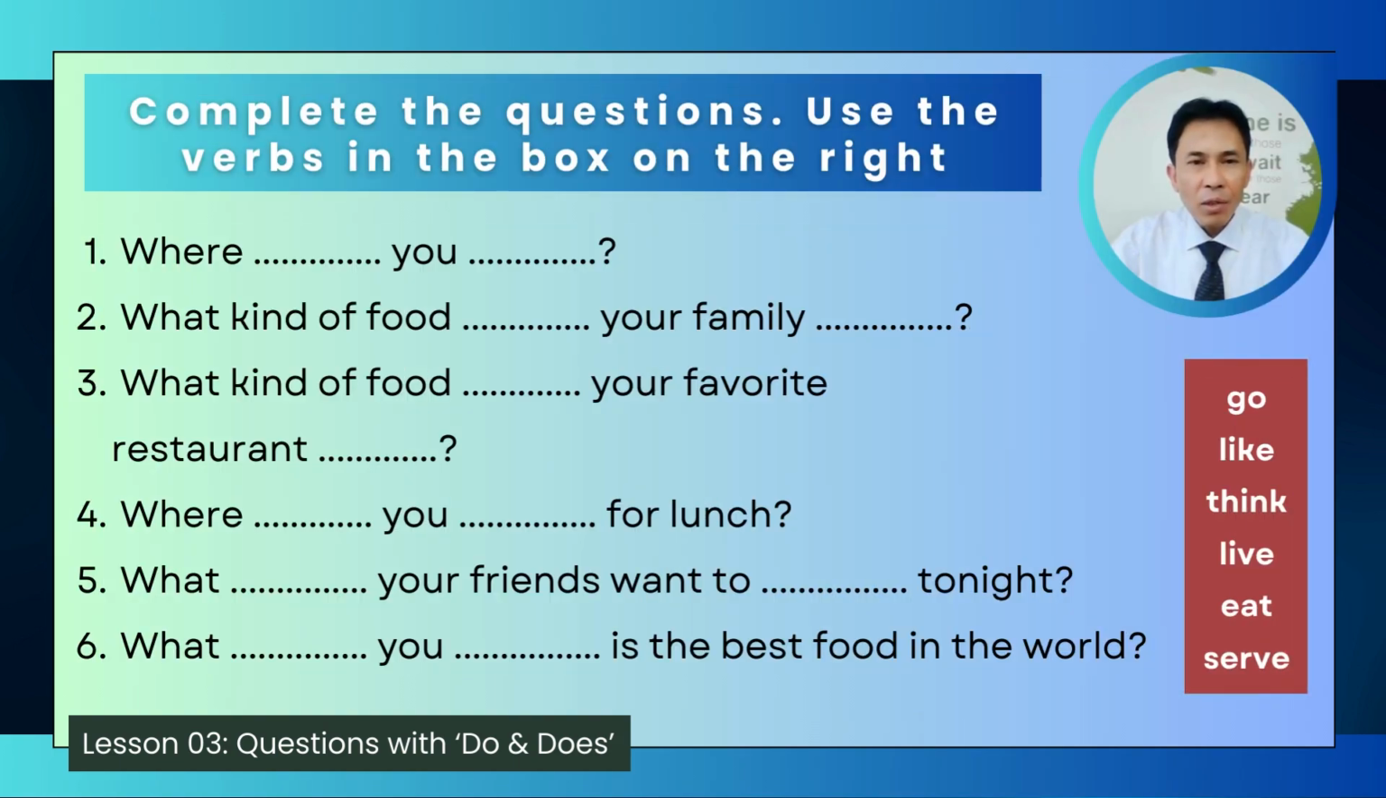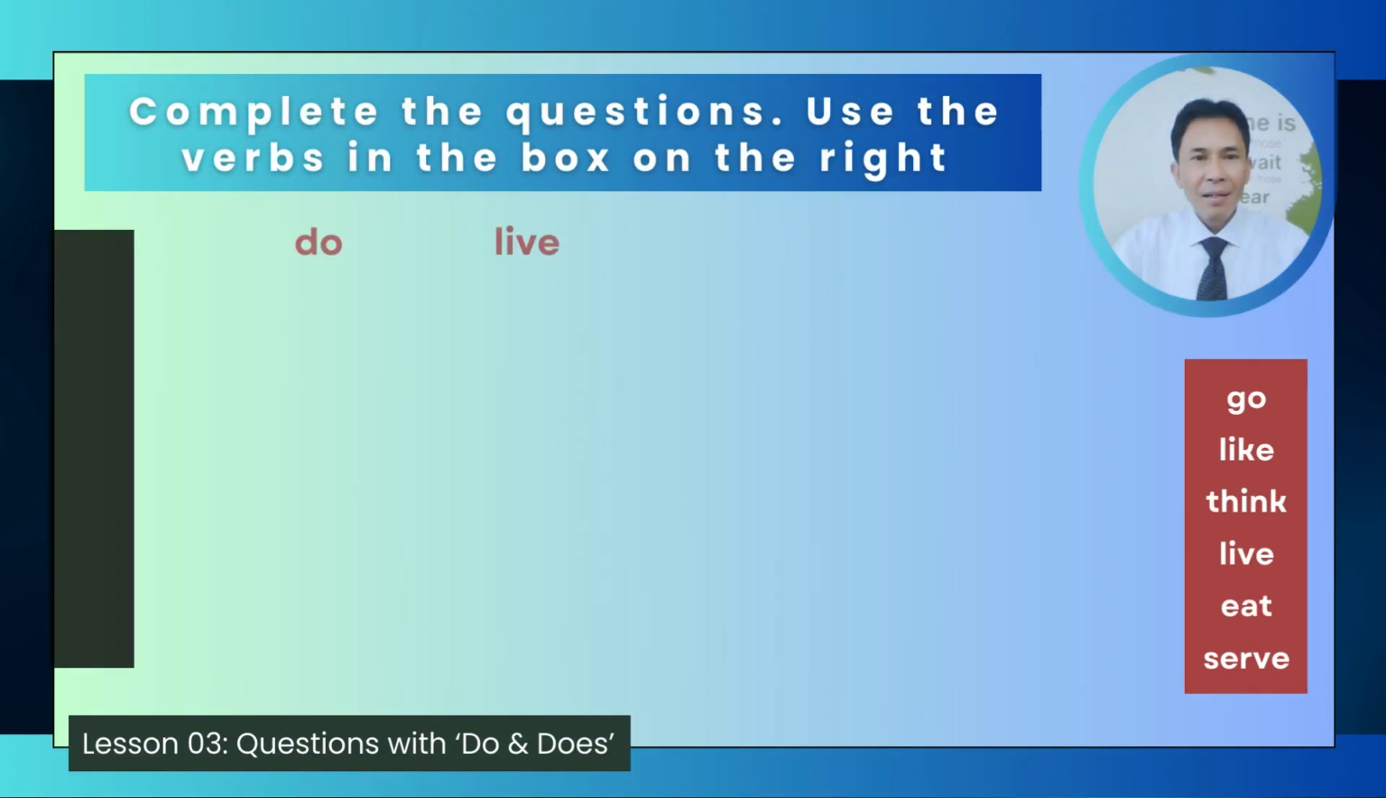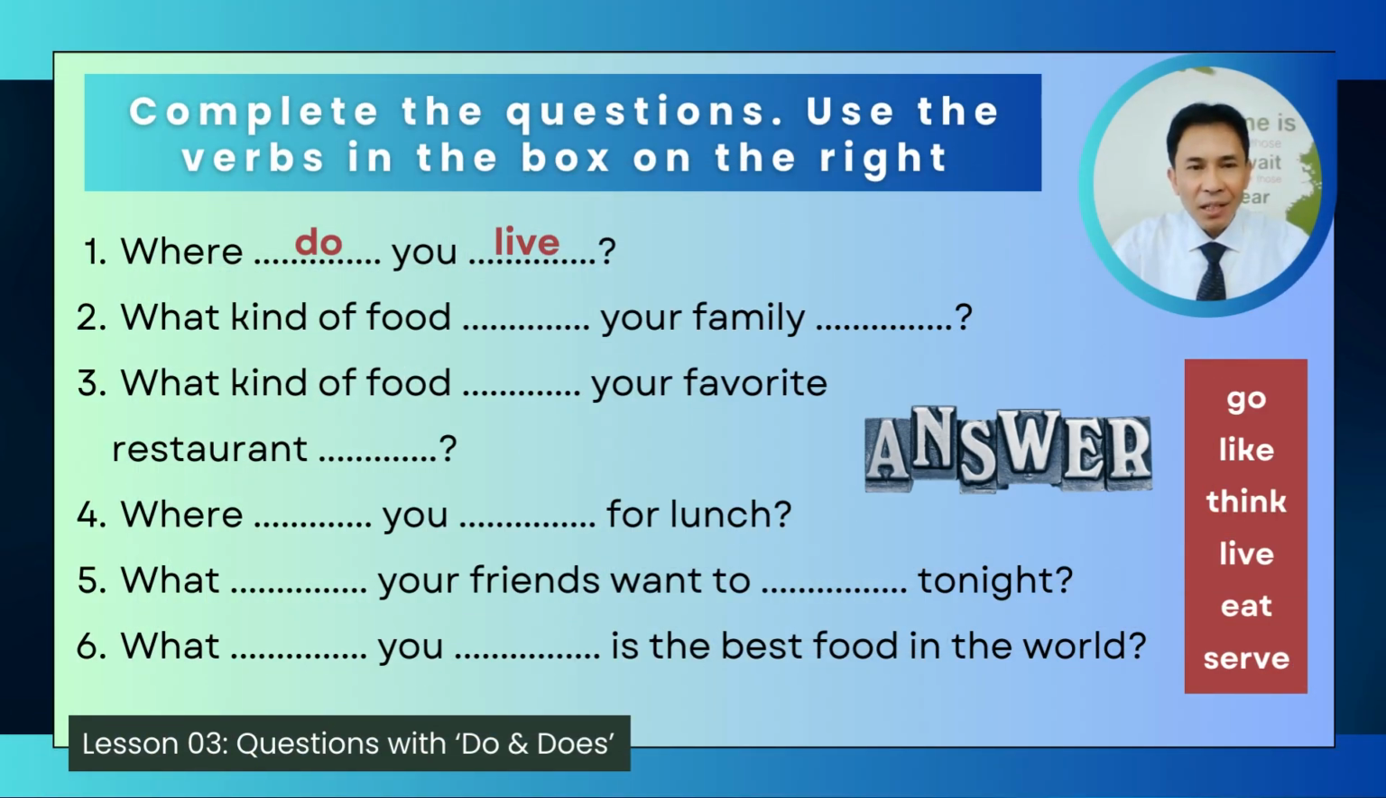Now, complete these questions. Use the verbs in the box on the right. For example, number one, where blank, you blank. What comes after the WH word "where," do or does? And what verb comes after the subject "you"? Right, where do you live? Now you can pause the video while you work. All right, now let's check how you did.